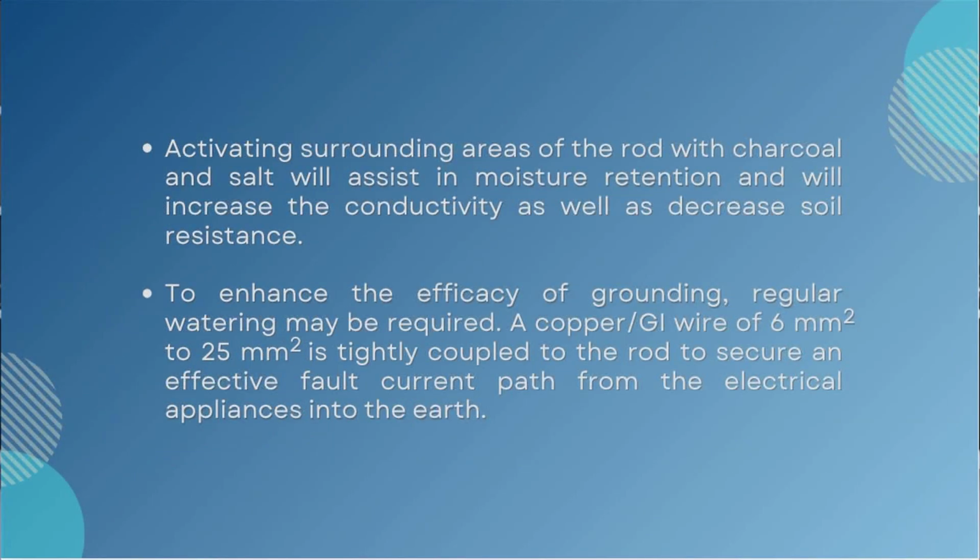Activating the surrounding area of the rod with charcoal and salt will assist in moisture retention, increase the conductivity, and decrease the soil resistivity. To enhance the efficiency of grounding, regular watering may be required in this process. A copper or GI wire of 6 mm square to 25 mm square is tightly coupled to the rod to secure an effective fault current path from the electrical appliances into the earth.